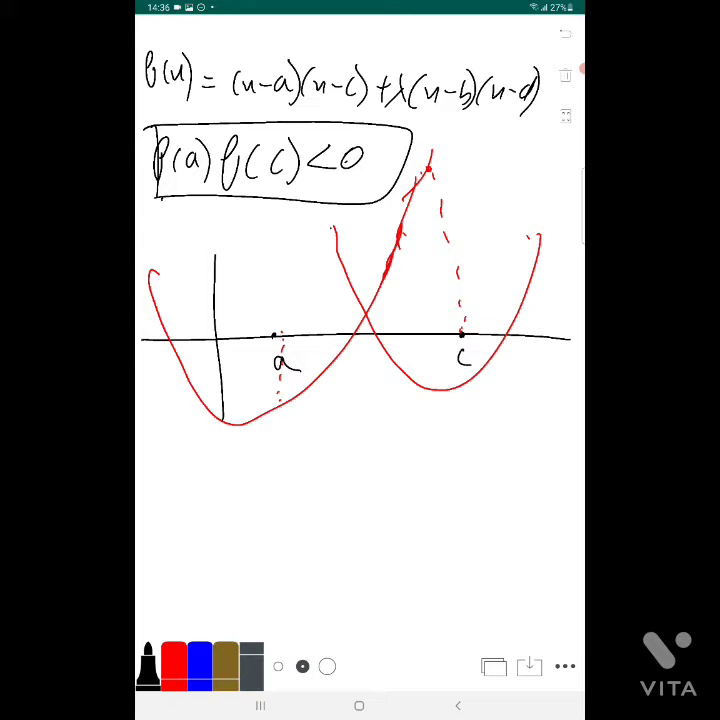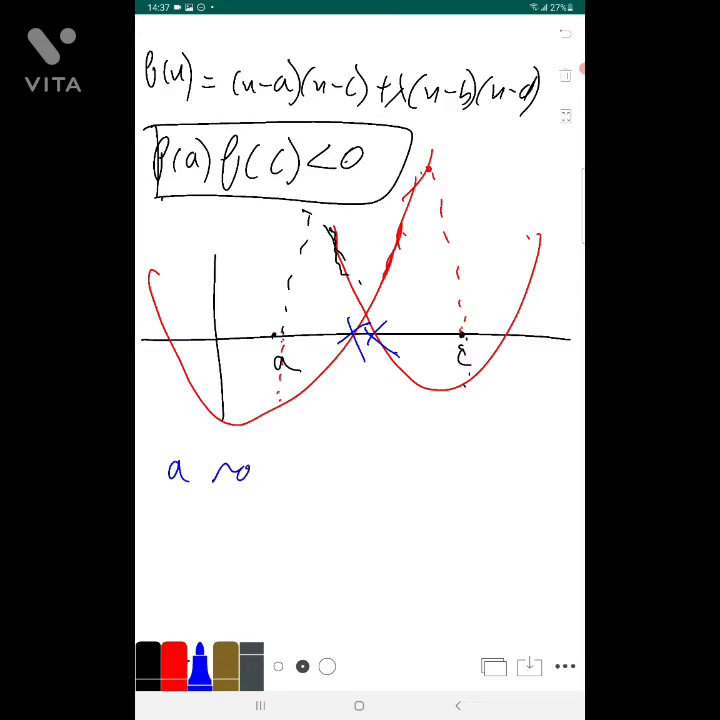And if we consider this parabola over here, then f of a will be a positive value and f of c will be a negative value. So f of a into f of c is negative. So now if we consider any one of these two parabolas, we can already infer that a root or a zero of this equation will lie between a and c. So we are getting a conclusion that a root lies between a and c.